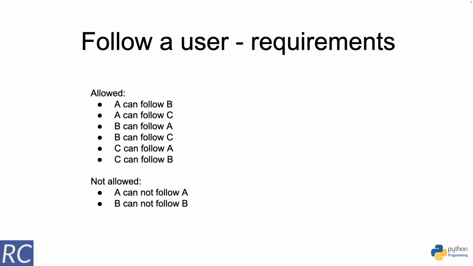For example, there may be so many users in our Twitter application. User A can follow user B. User A can also follow user C. User B can follow user A. User B can follow user C. User C can follow user A. User C can follow user B. So everyone can follow everyone, except user A cannot follow himself and user B cannot follow herself. Everyone can follow everyone, but not him or herself. So that's the requirement.